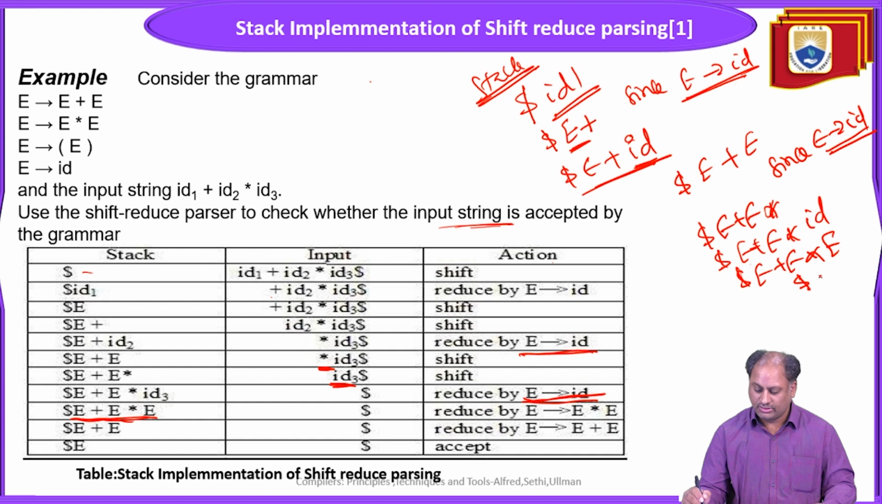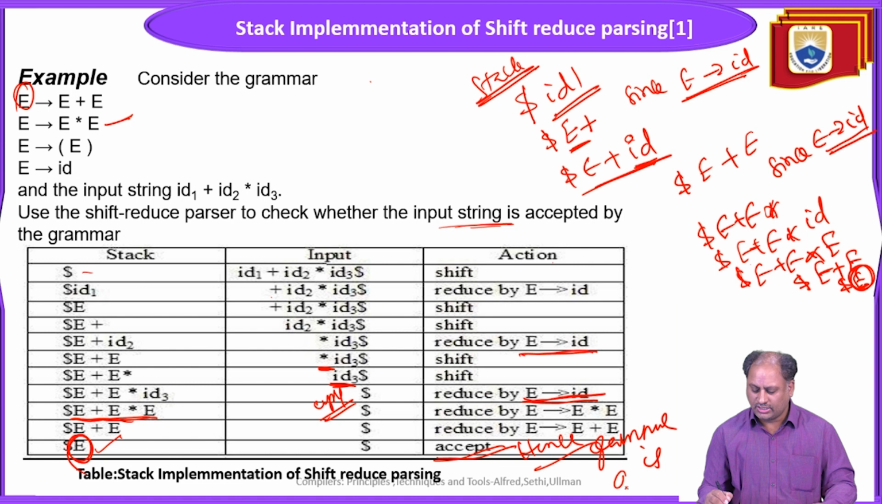Now E plus E, we got E plus, what about E star E? Here we got one more option, that is E and E, and otherwise E plus E star E also you got E only. So finally, there is no input in the string, input is empty, there are no further symbols to shift or reduce, and hence finally we got the result capital E, which exactly matches the starting symbol of the given grammar, hence it is accepted, hence the grammar is accepted.